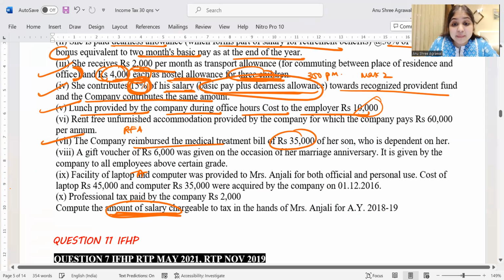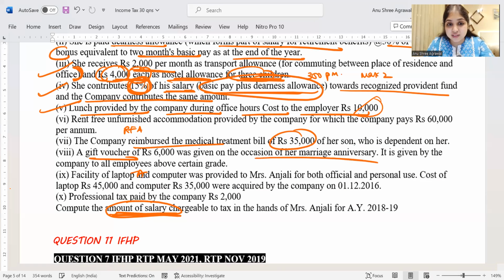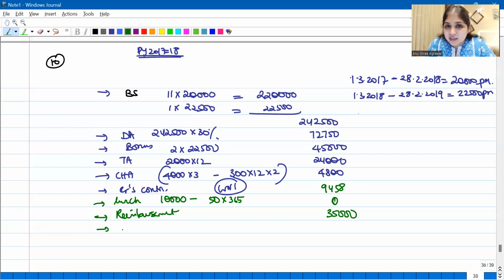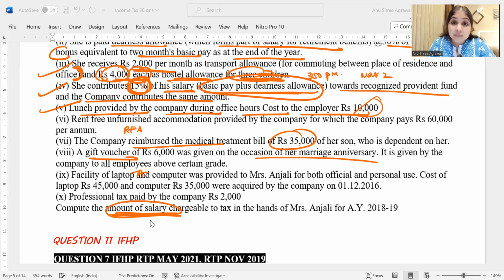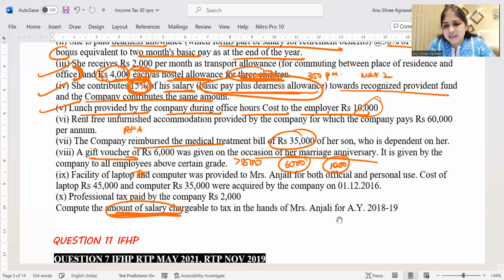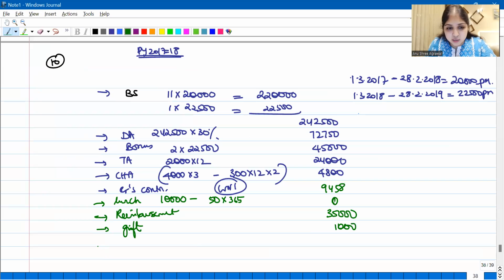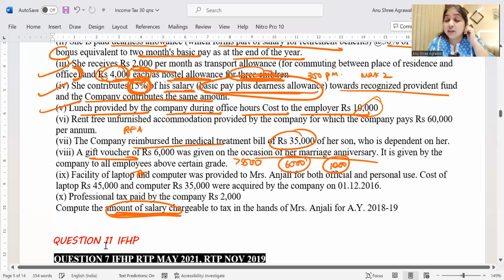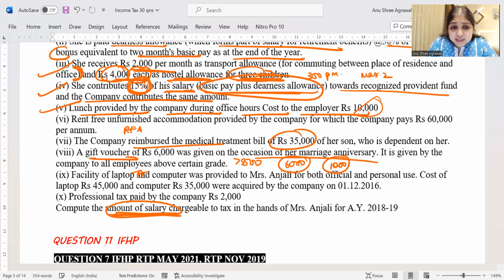Okay, then tell me correctly, guys. Gift voucher of 6,000 on the occasion of marriage anniversary. Gift voucher. Tell me, gift in cash or gift in kind? Gift voucher is going to be considered as gift in kind. Gift in kind, what's the limit that comes to your mind? 5,000. It is more than 5,000. So either you can say 6,000 fully taxable, or you can say 1,000 only excess is taxable. Let us say the excess 1,000 is taxable. I'll write that over here. But note that you can also write full 6,000 is taxable. This is also done.